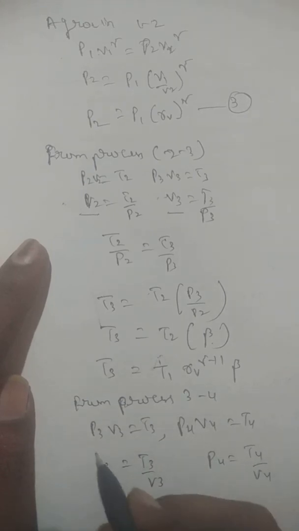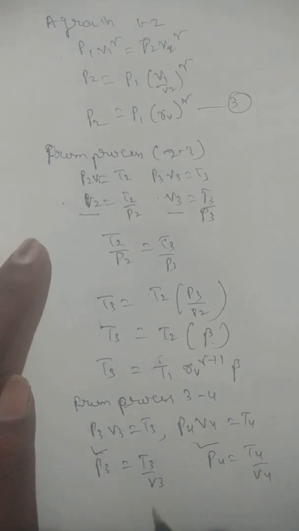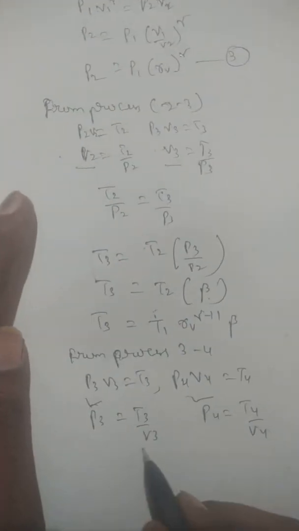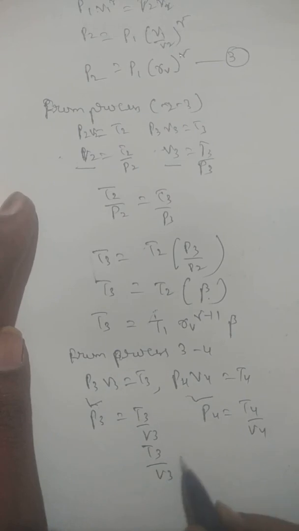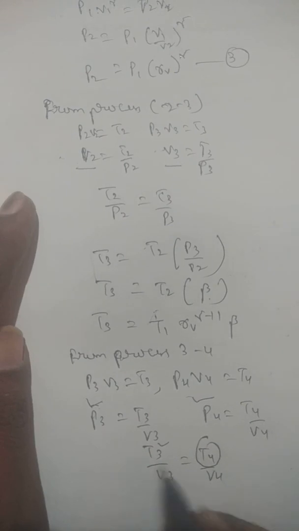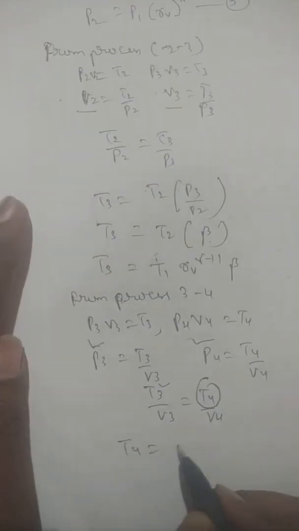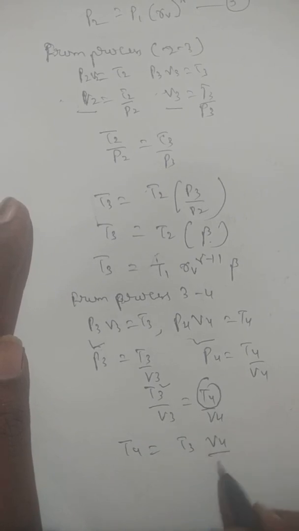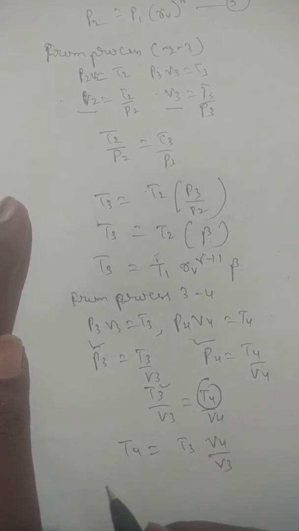You know very well P3 and P4 both are equal because this is a constant pressure process. So if you equate these two equations, what happens? T3 divided by V3 is equal to T4 divided by V4. Now we have found the equation in terms of T3. So I will take T4 on one side and the remaining terms on the other side. I will write T4 is equal to T3 into V4 divided by V3.